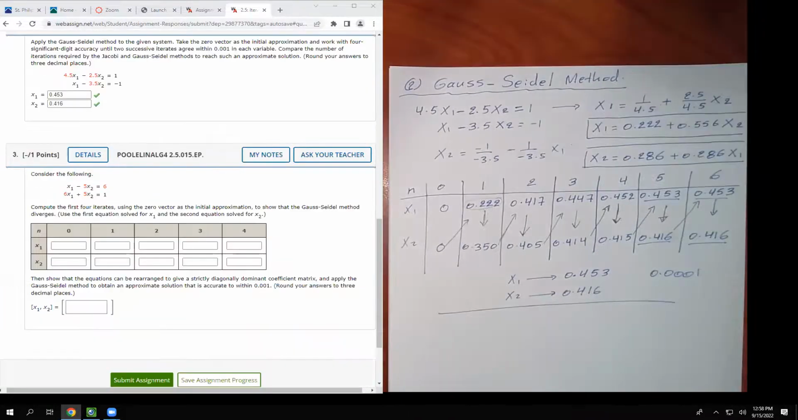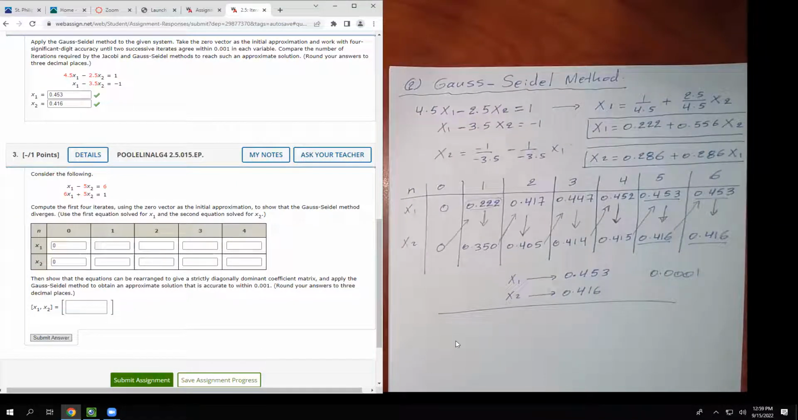So they ask you here to compute the first 4 iterations. That's how it's going to be using the 0 vector as the initial approximation. That means here is the 0 vector, so 100% this is 0, and the second one is also 0. And we're going to find x1, x2, x3, and keep going. So we're going to start with the first initial. Here is 0 and 0.